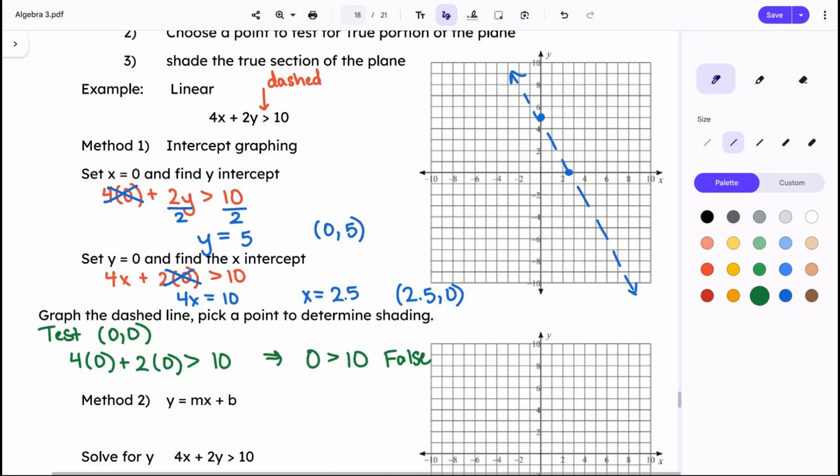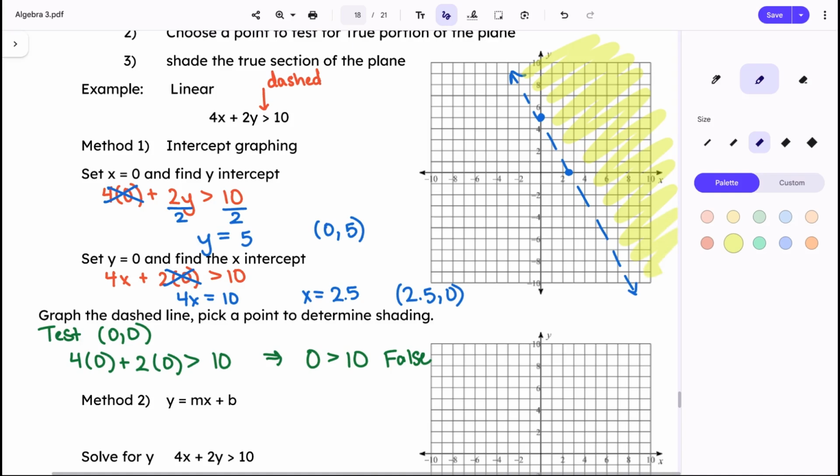So I don't want 0 to be included, which means I want to shade on the other side of my line. So I don't want to shade where 0, 0 is. I want to shade over here. So anything on the other side of that line would be no good solutions. They would not work for our inequality.